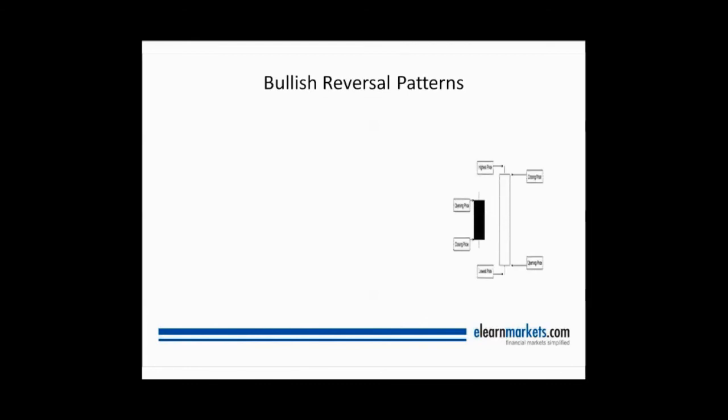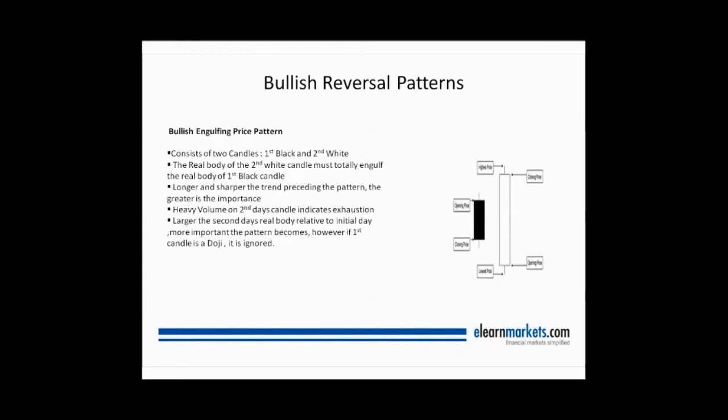Now let us discuss a second bullish reversal pattern, which is the bullish engulfing price pattern. It is a 2-day candlestick pattern which consists of 2 candles, the first candle being black and the second candle being white in color. The real body of the second white candle must totally engulf the real body of the first black candle. The shadows are not important in this case. What is important is the real body.